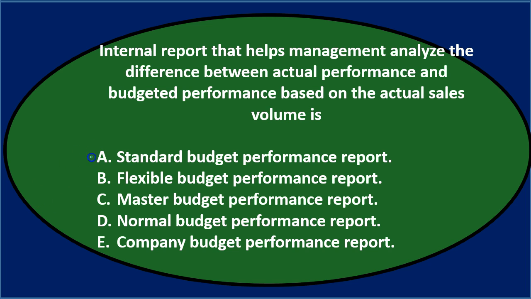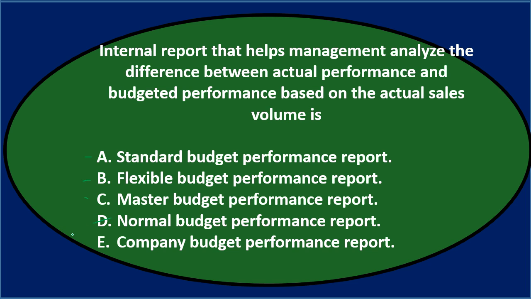Sounds kind of reasonable. Maybe we'll keep that for now. B says the flexible budget performance report. That sounds kind of reasonable. C says the master budget performance report. And again, that sounds kind of reasonable. D says the normal budget performance report. Now, normal is kind of a generic term, so we might say, nah, maybe that one, maybe the master is a normal or something like that. So I'm going to say normal sounds a little too generic.